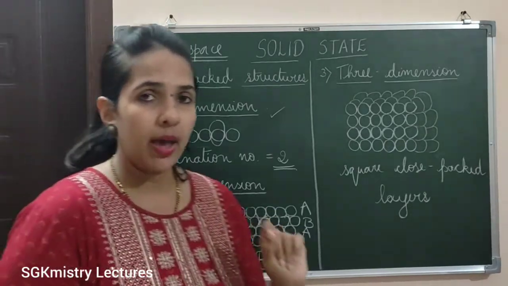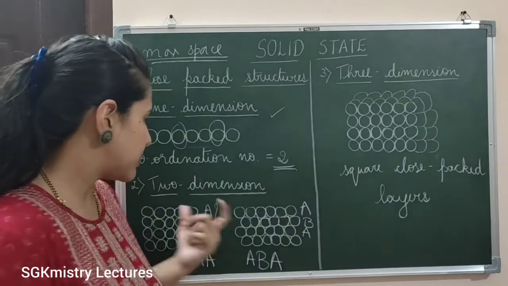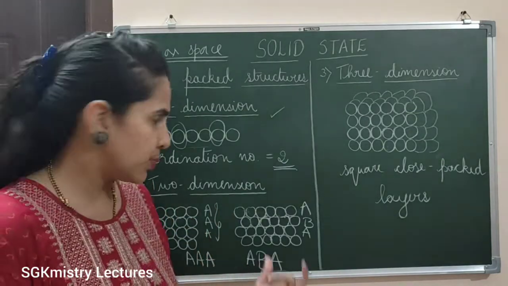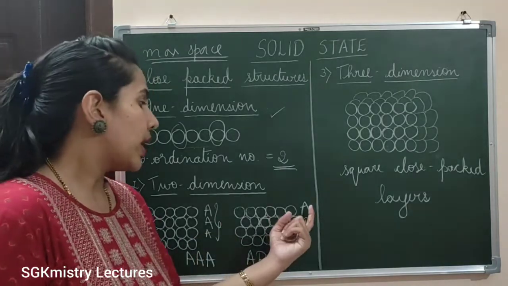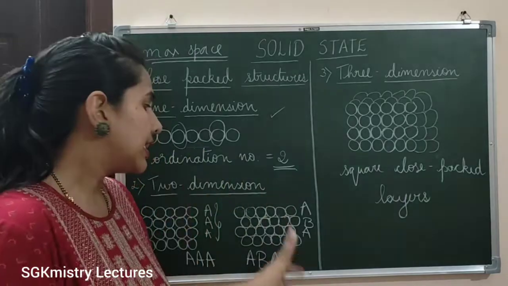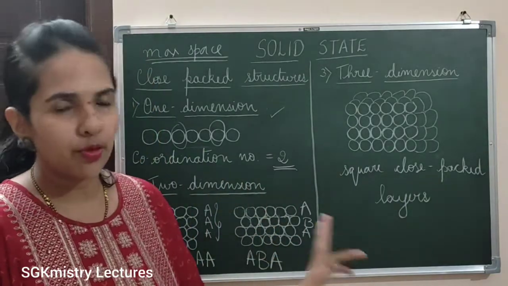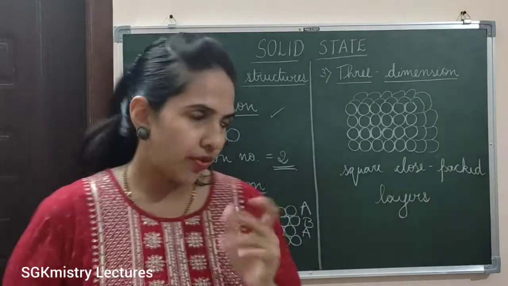So in two-dimensional close-packed structures, two different types of arrangements are possible. That is AAA type of arrangement, which is called square close-packed arrangement, whereas another type of arrangement is ABA type of arrangement, that is called hexagonal type of arrangement. Now why do you call it a square and hexagonal type of arrangement?